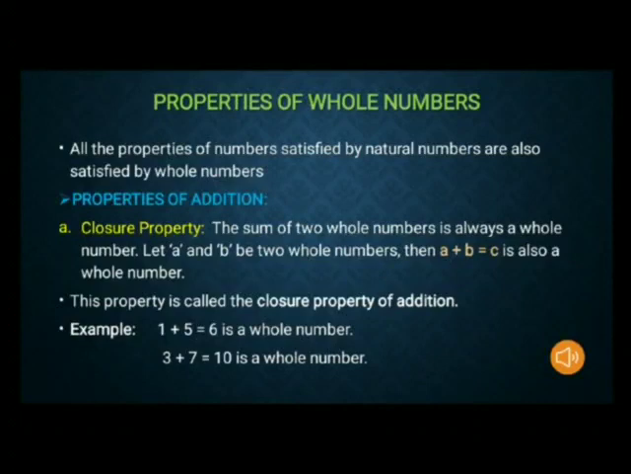Let a and b be two whole numbers, then a plus b equals c is also a whole number. This property is called the closure property of addition. For example, 1 plus 5 equals 6, which is also a whole number. 3 plus 7 equals 10, which is also a whole number.